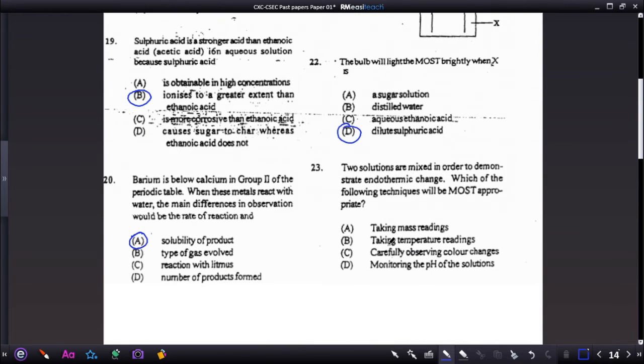Question 23. Two solutions are mixed in order to demonstrate an endothermic change. Which of the following techniques will be most appropriate? Taking the mass reading, taking temperature readings, carefully observing color changes, or monitoring the pH of the solutions. Since in an endothermic reaction you observe the beaker getting cold, taking temperature readings would be the most appropriate in this particular instance. So the answer would be B.